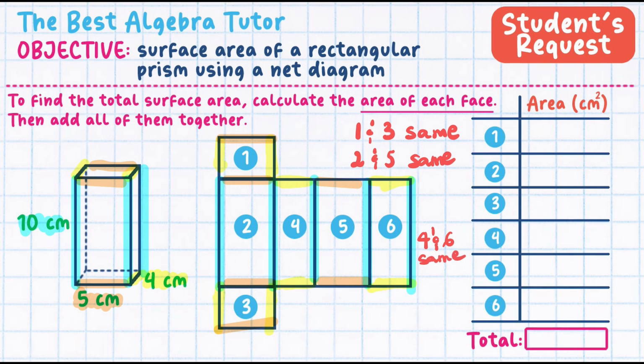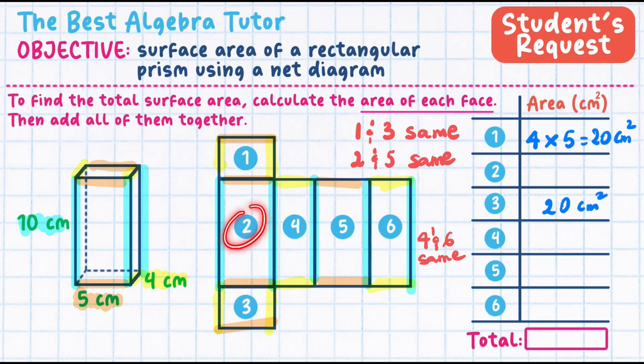Now we are going to calculate the area of each face. We're going to start with number 1. We know that the area is going to be my yellow, which is 4, times 5. Okay, length times width, if you remember. So it would be 4 multiplied by 5, which is 20. Please remember this is in centimeters squared. And then because 1 and 3 are the same, I'm going to also write 20 centimeters squared.